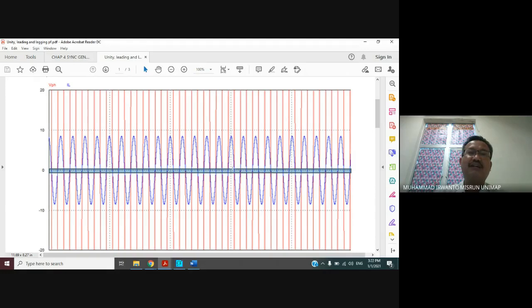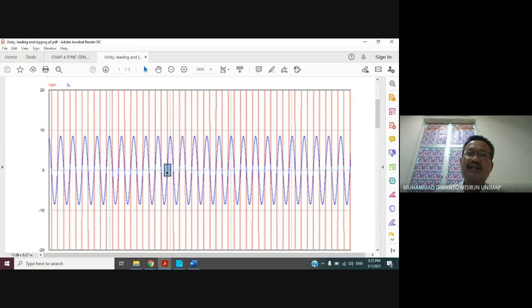Voltage and current. The red line here is voltage, and the blue line is current. For example, in here we look at this point, every point here. The voltage and current appear at the same time, right?